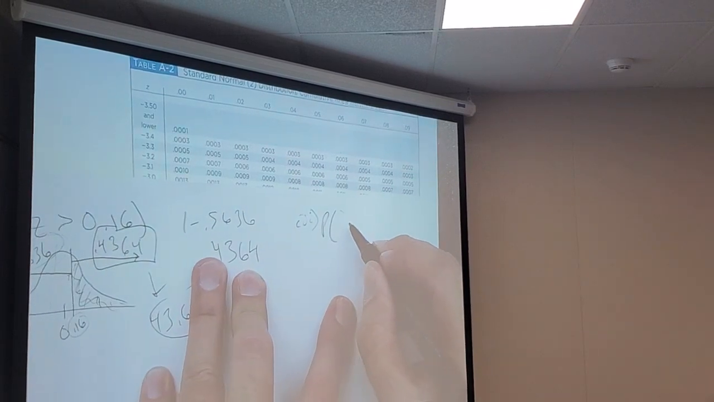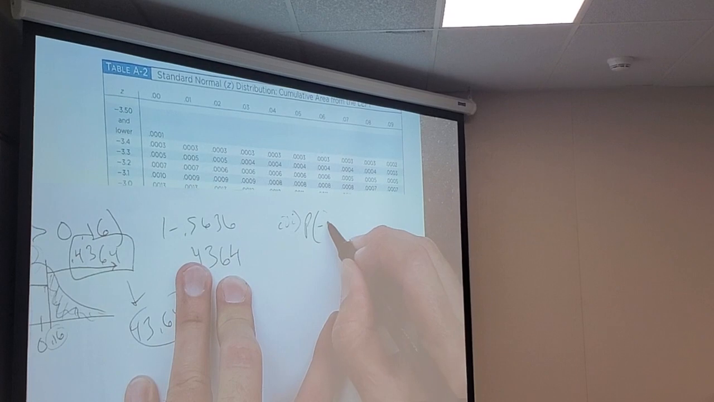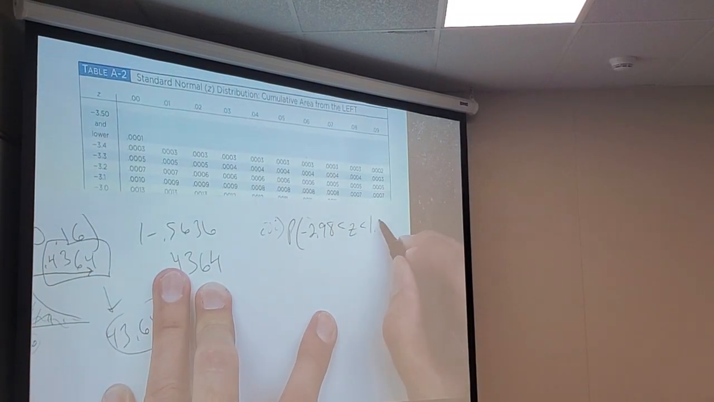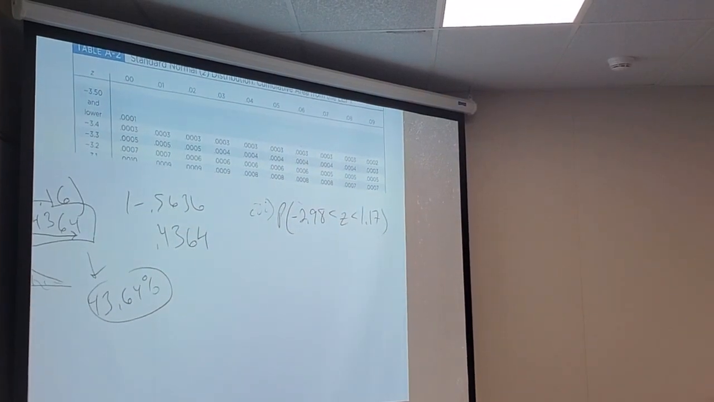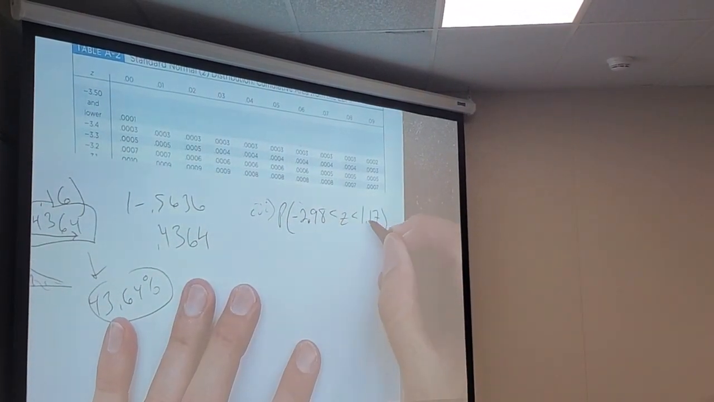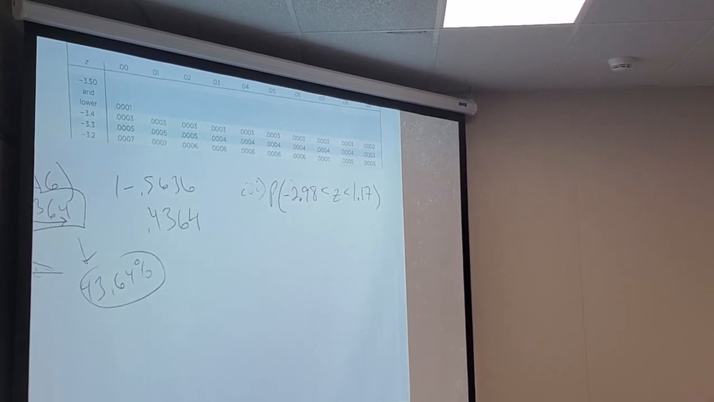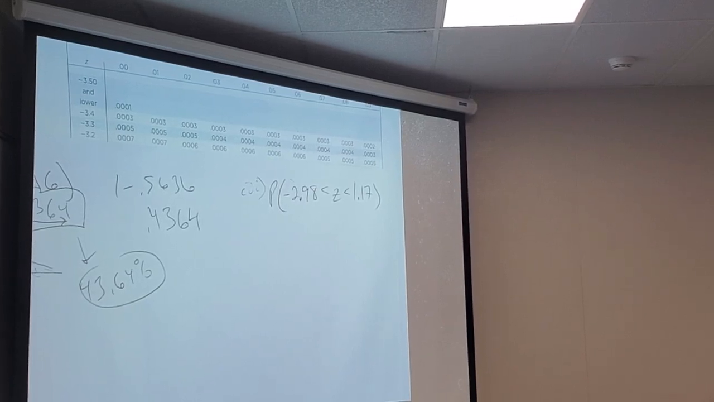What about the probability that Z is between negative 2.98 and 1.17? Very special numbers that I just came up with out of nowhere. Okay. First thing, just draw it. Shade in the area I want. Draw it, indicate all the stuff, shade in the area that I want.